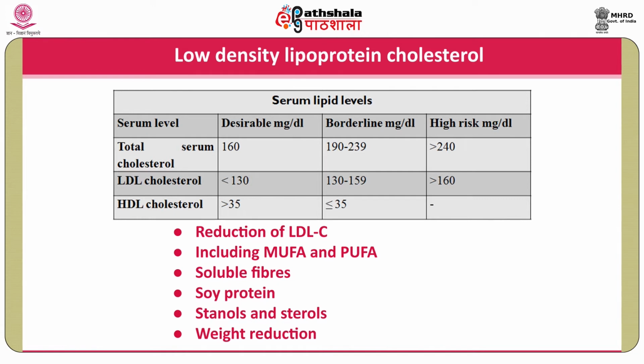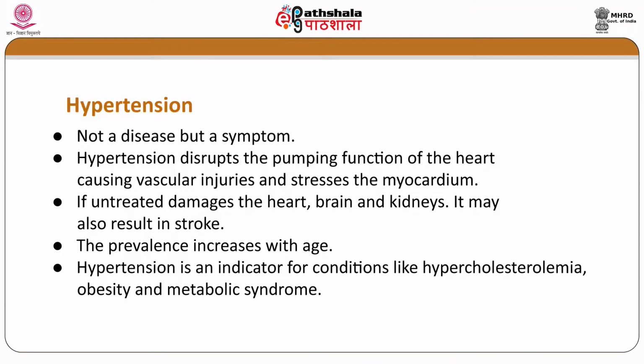The next risk factor in category 1 is hypertension. Hypertension is not a disease but a symptom for an underlying health condition that is progressing. Hypertension disrupts the pumping function of the heart, causing vascular injuries and stresses the myocardium and, if untreated, damages the heart, brain and kidneys. It may also result in stroke.